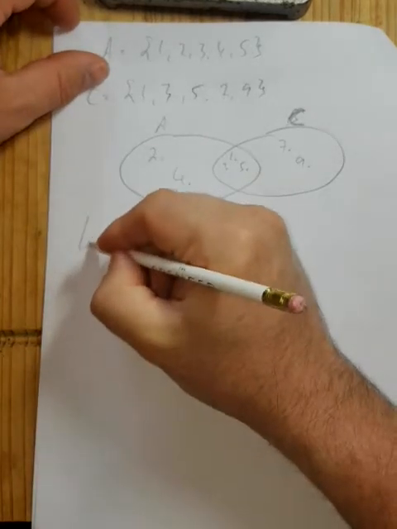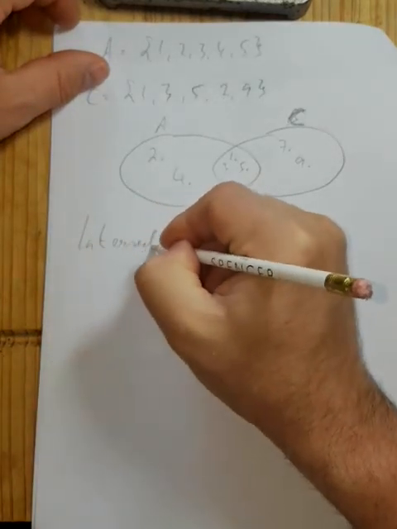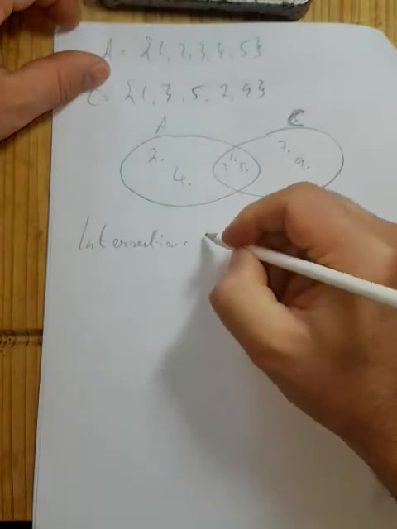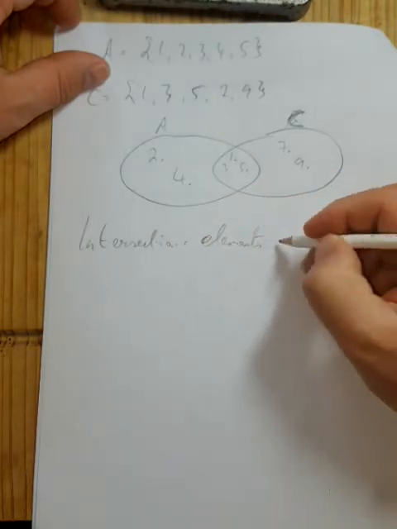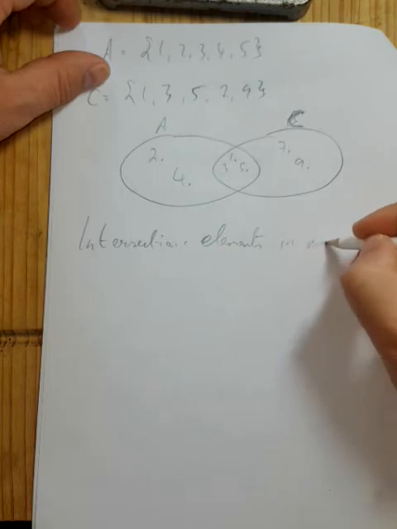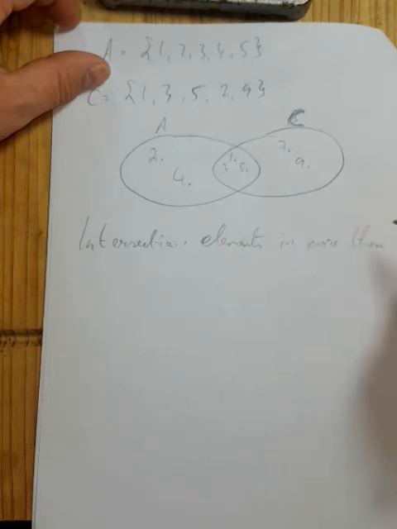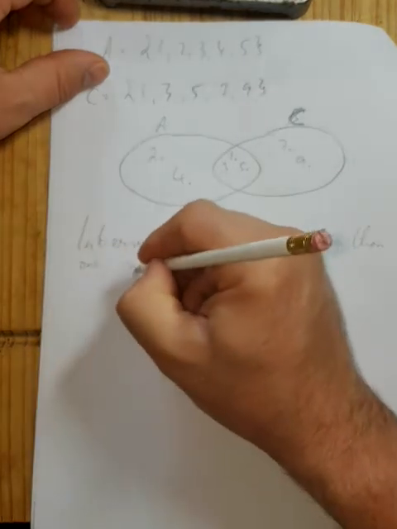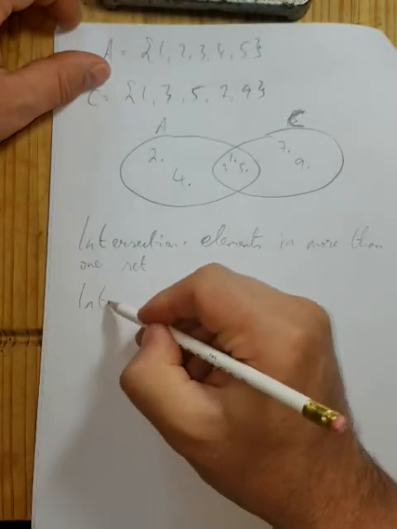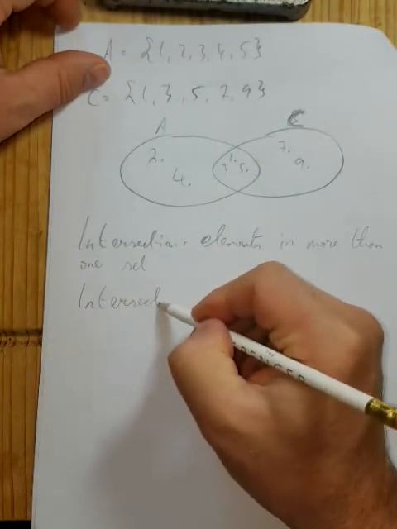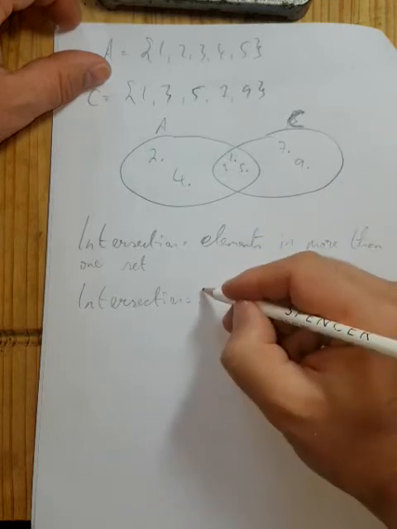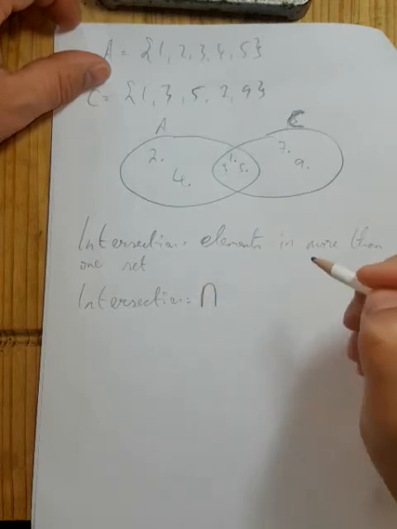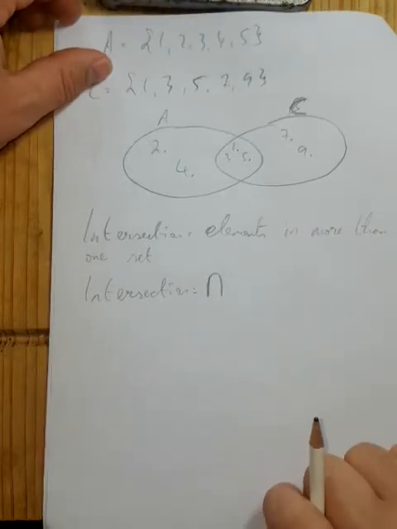Now, intersection is the elements in more than one set. And there is a symbol for this. The symbol is a funny kind of upside down U or elongated N. Okay? So we have intersection.